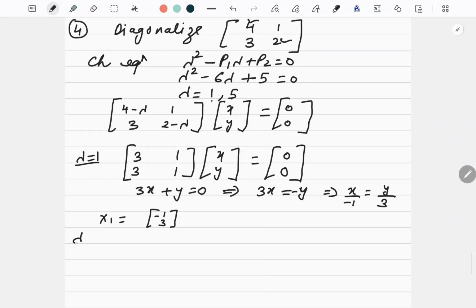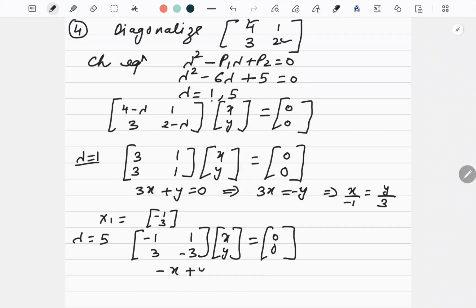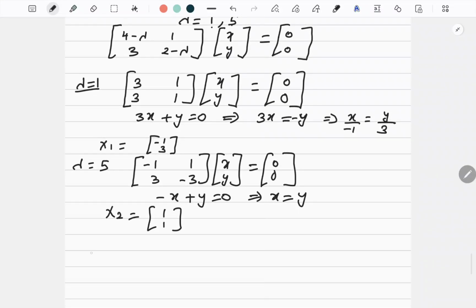Correct? Now go for lambda is equal to 5. So when I go for lambda is equal to 5, 4 minus 5 is minus 1, 1, 3, 2 minus 5 is minus 3, times x y, is equal to 0, 0. So minus x plus y is equal to 0, which implies x is equal to y. So my eigenvector x2 is equal to 1, 1. So what is my modal matrix? P is equal to minus 1, 3, 1, 1. Okay, if suppose you write the first column as 1, 1 and the second one that, no problem. At the end your answer's eigenvalue positions will be swapped, nothing else.